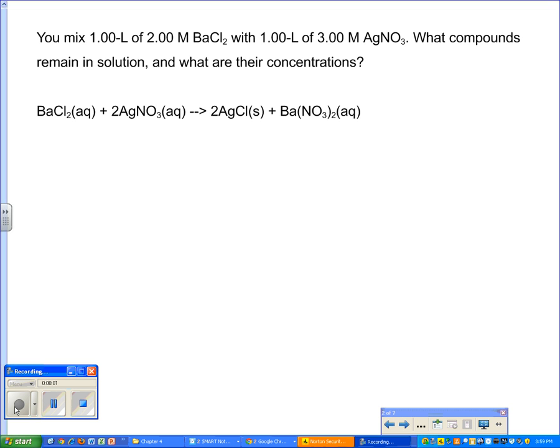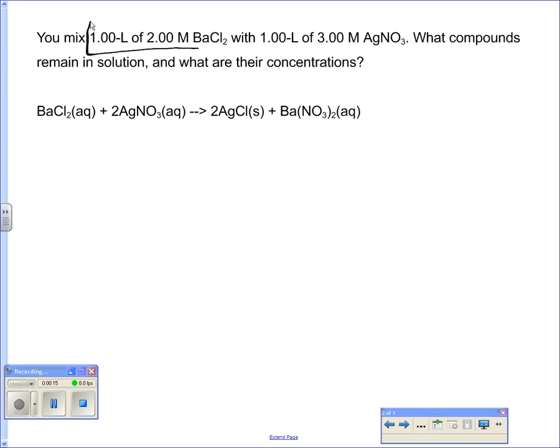I'm going to work this solution stoichiometry problem by basically drawing a picture. So if we take a look at the question, first of all, let's figure out our moles. The reaction's already written. Tells me that I have 1 liter of 2 molar barium chloride. So if I just figure that out, I'm going to write it over here, 1 liter times 2 molarity. So I know I'm going to have 2 moles of barium chloride.